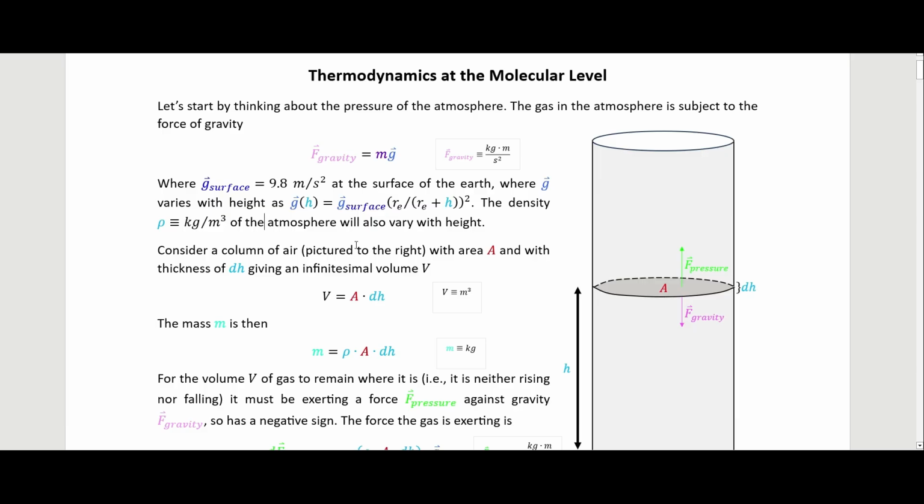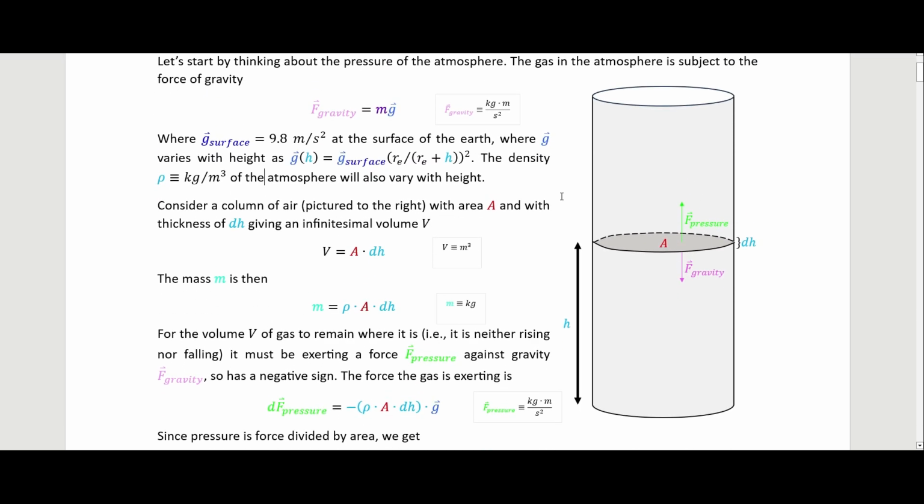So consider a column of air, which is what I have pictured here at the right, with an area of A, so that's this right here. So we're just looking at this one little sliver here, and the sliver is dh thick, so that's an infinitesimal amount of height thick. And so this will have the volume of this A times this thickness right here. And so the A is the area, this is the thickness, so when we multiply this together, we'll get meters cubed. The mass m is then going to be the density times the area times the height. So remember, density is mass over volume, and this right here is volume, so we're doing mass over volume times volume. That gives us just the mass.